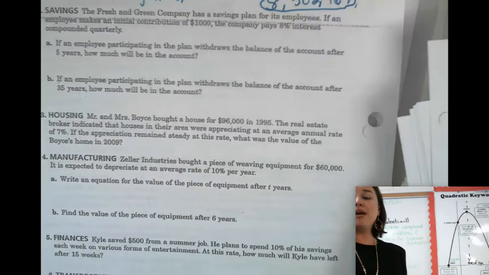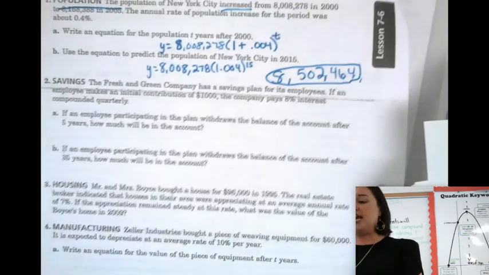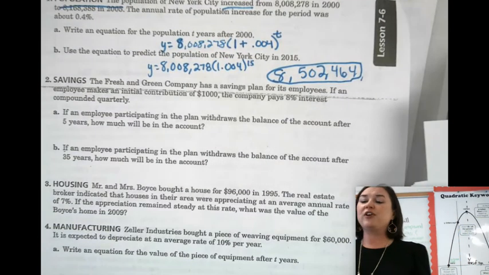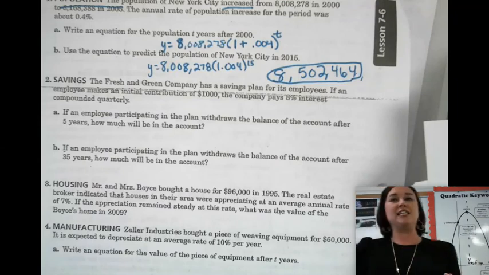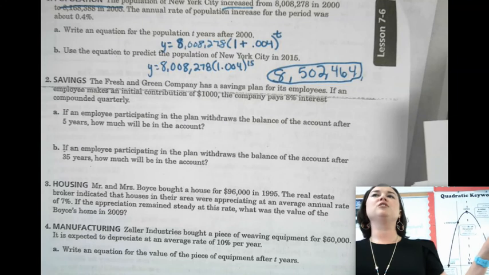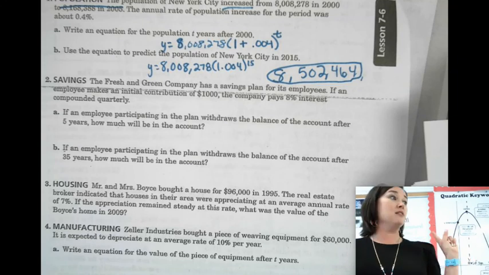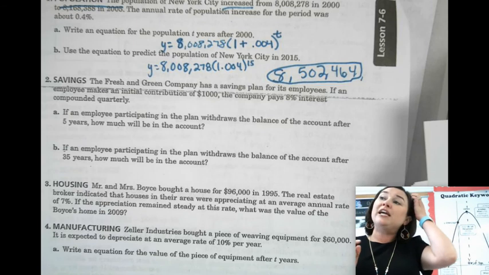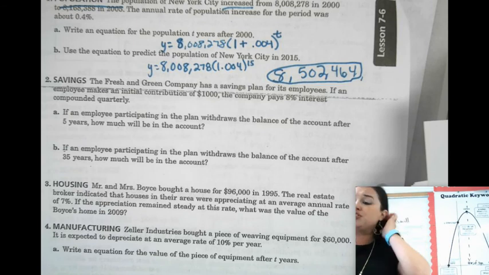All right, so right here, page 12, number 2. We had compound interest yesterday, and the formula for compound interest is very similar to the formula for growth and decay. What's the difference between the formula for growth and the formula for decay? There's only one difference. One has a minus and one has a plus. But there's a bigger difference when it comes to compound interest.